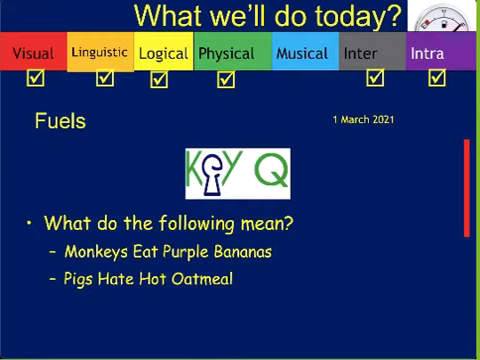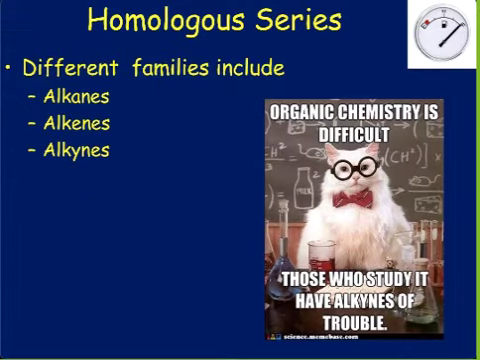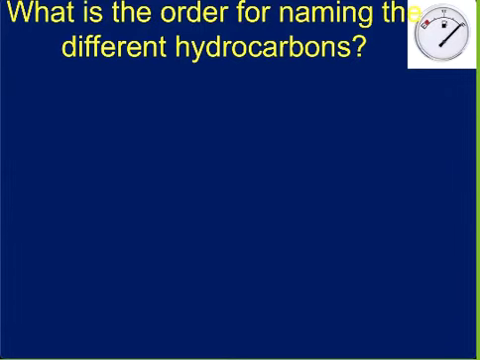So today we are going to learn about our first family and figure out its structure. I use these two stupid sentences to help me out in terms of writing formulas for hydrocarbons. So: monkeys eat purple bananas and pigs hate hot oatmeal. It's at the bottom of page 161 in your book. The families that we are going to do in our fuels section are alkanes, alkenes, alkynes, and we're going to talk about aromatics. We said that on Friday.